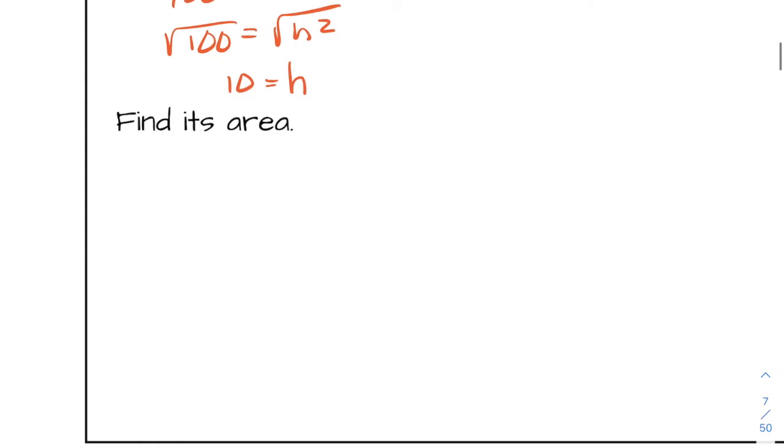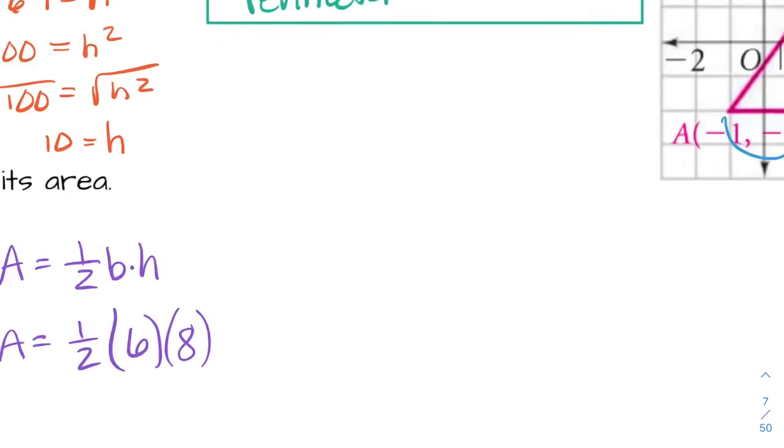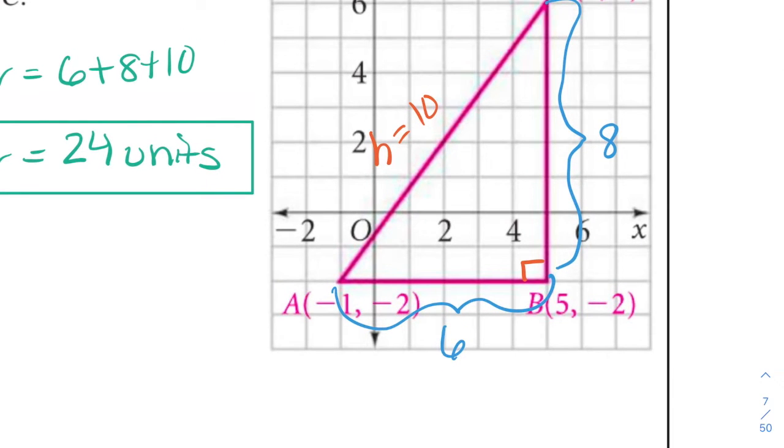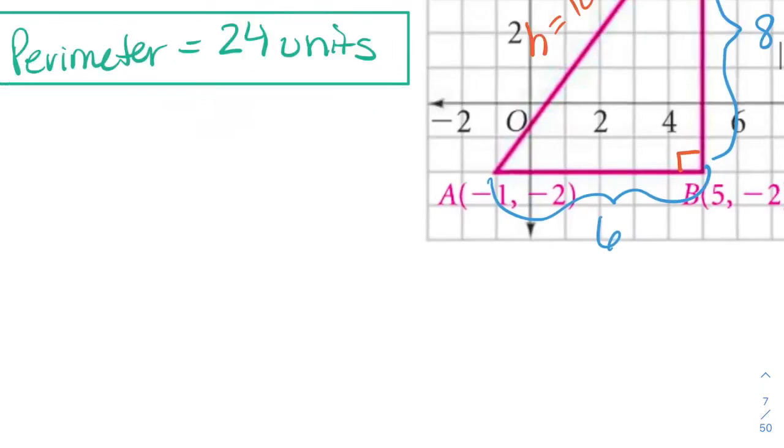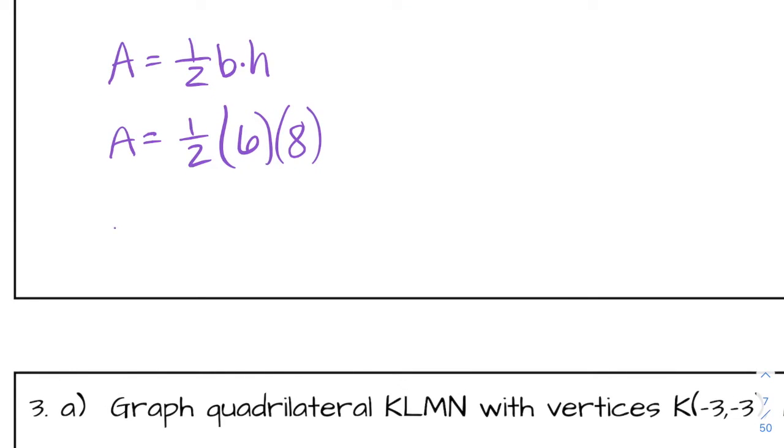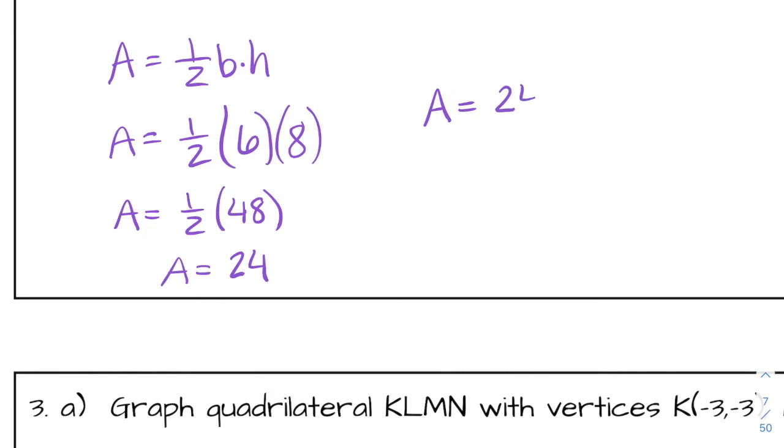Okay? Area now of a triangle. Area is 1/2 base times height. So area equals 1/2. The base is 6 and the height is 8. You can interchange those, 8 and 6 don't matter. It's only multiplication. The base visually, though, looks like it is 6. So 6 times 8 is 48. Half of 48 is 24. So area is equal to 24 units squared.